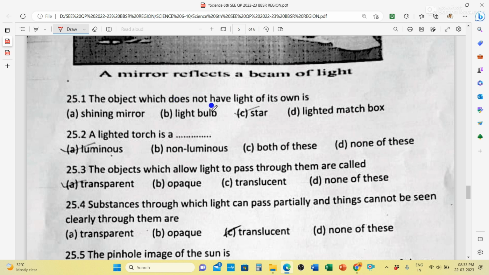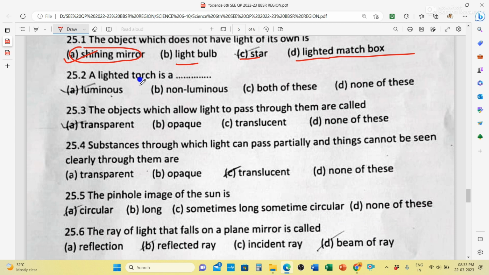The object which does not have light of its own. Light bulb has light, star has light, lighted matchbox has its own light, but shining mirror does not have its own light. So the answer will be shining mirror. A lighted torch is luminous.